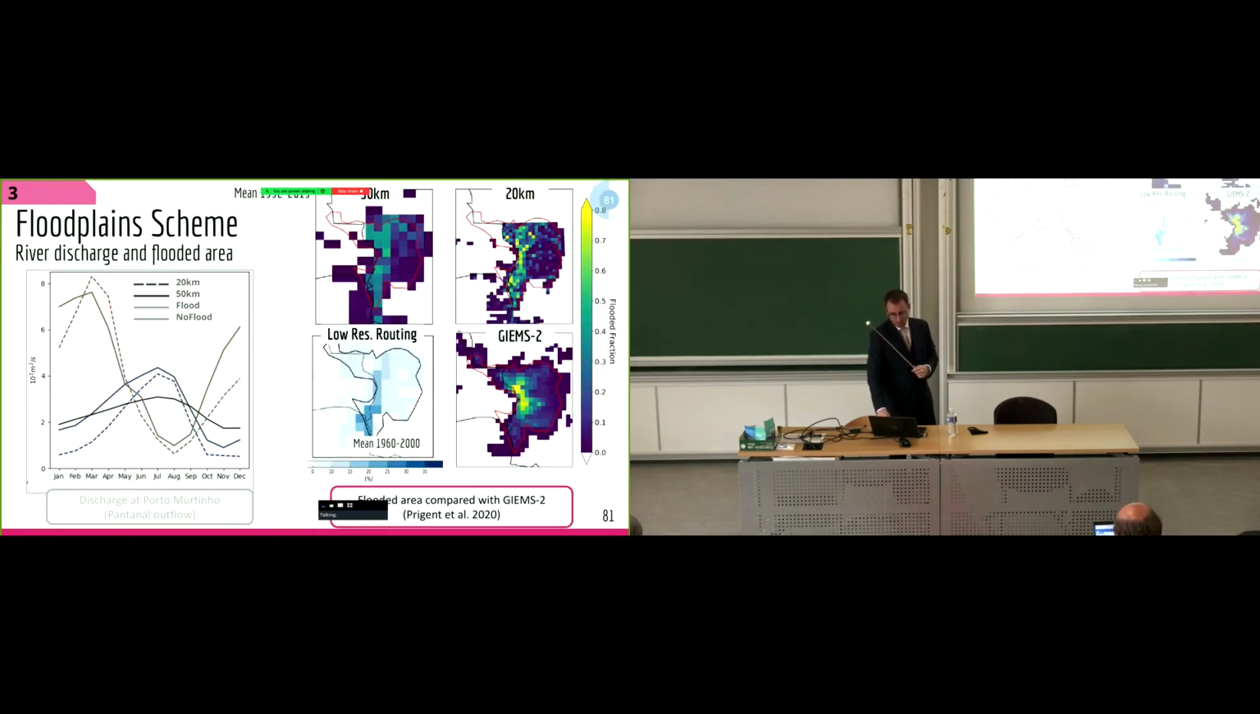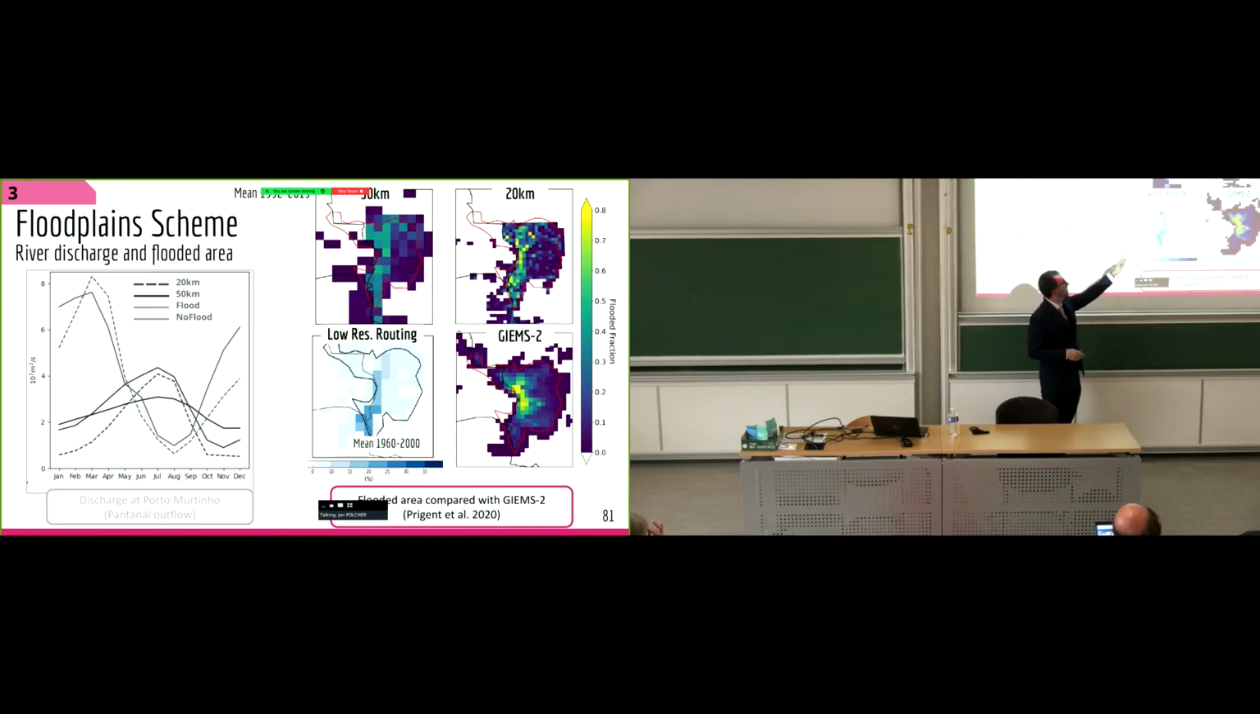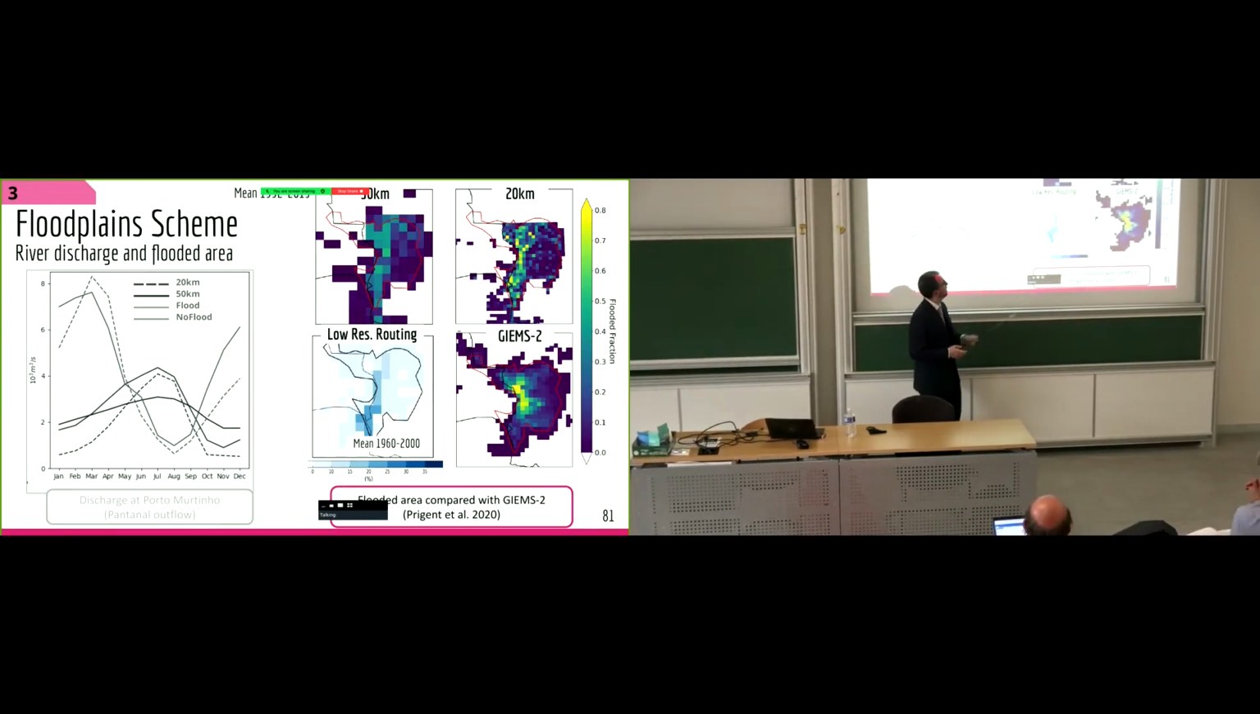And then looking at the flooded area. Here you can see the low resolution simulation, high resolution, and compared to GIMS and low resolution routing. So what you can see is that even at low resolution, we now capture the complexity of the flooded area north of the Pantanal. It's also the case at high resolution. You can see that at high resolution, you see in yellow the main Paraguay River, and we are able to expand laterally the flooded area. We just don't capture the central flooded region in the Pantanal. It's because it's related to divergent flows, and this is not represented in the model.